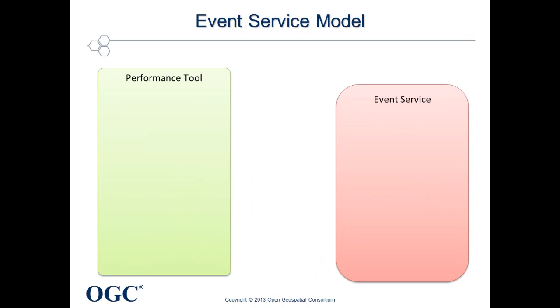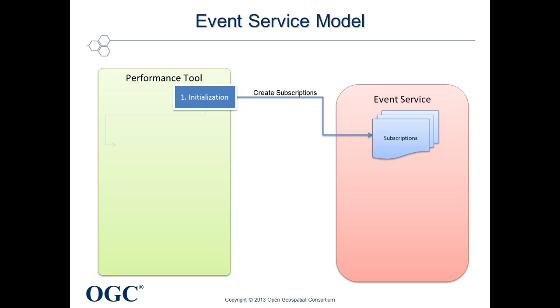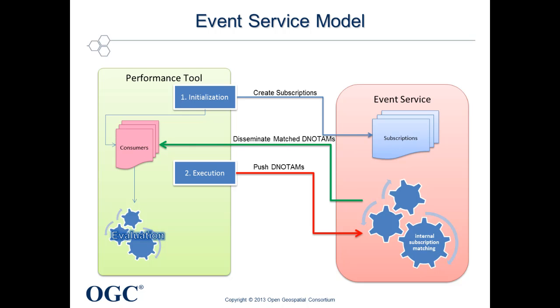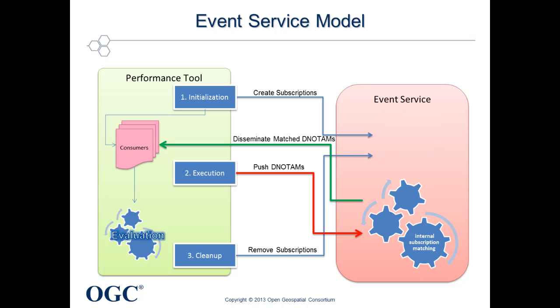The event service model is designed in a completely different way compared to the WFS test models. As the event service provides publish-subscribe functionality using push-based communication, the round-trip time of a denotem needed to be measured. A round trip starts with the push of a denotem to the service and ends when the same denotem arrived at the dedicated consumer endpoint of the performance tool. The execution is applied in a cyclic manner for a defined testing period, similar to the WFS test models. The evaluation extracts a set of parameters such as the mean round-trip time and the total number of received notifications for one execution cycle. As a final step, all previously created subscriptions are removed from the event services.